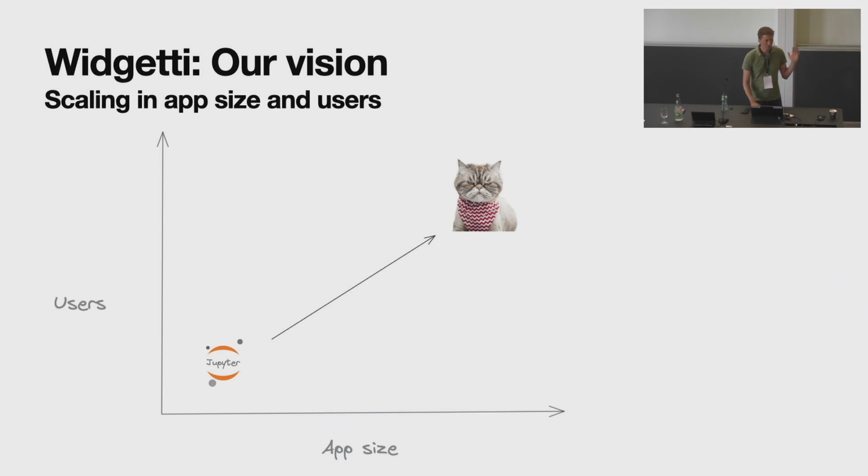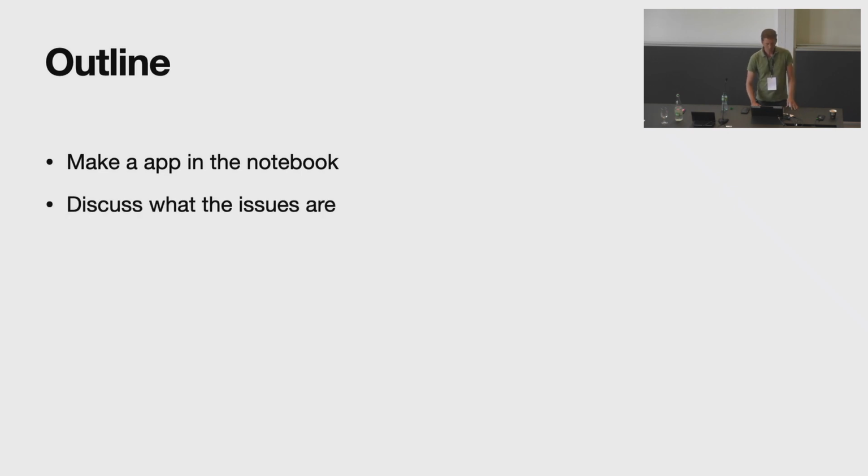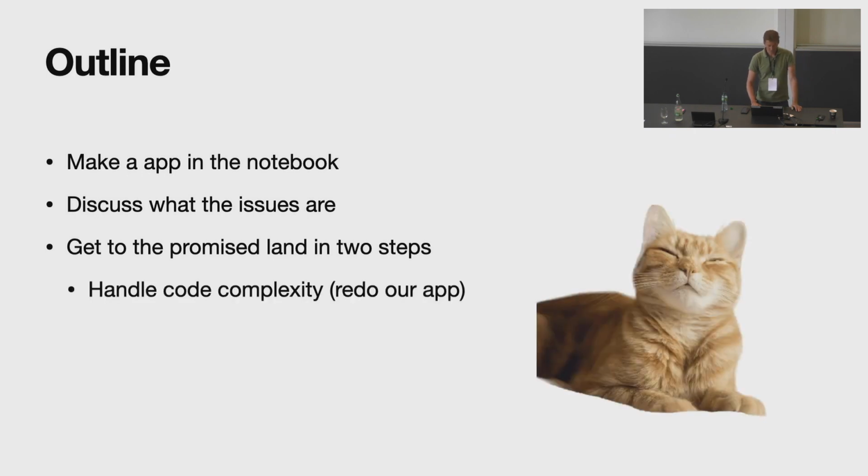So we don't want to end up like this grumpy cat, frustrated, but we want to feel more like this cat. It's kind of our mission. So for this talk, I'm going to make a small app in a notebook, discuss what the issues are, and then we're going to get to this promised land where this cat is in 2 steps.